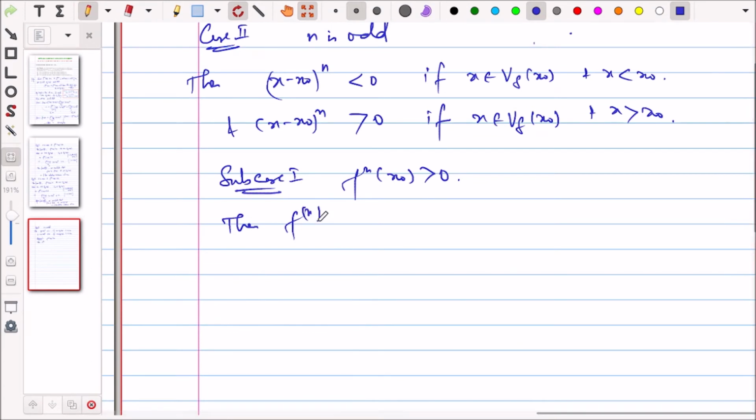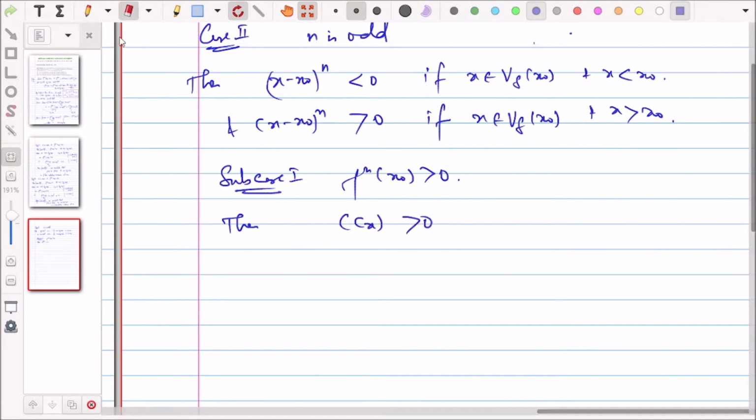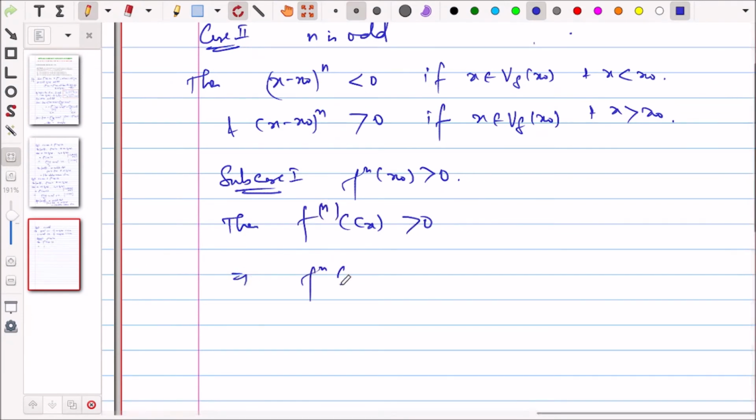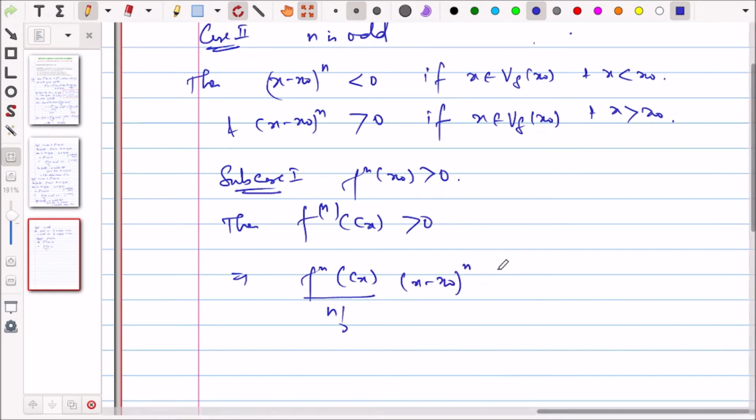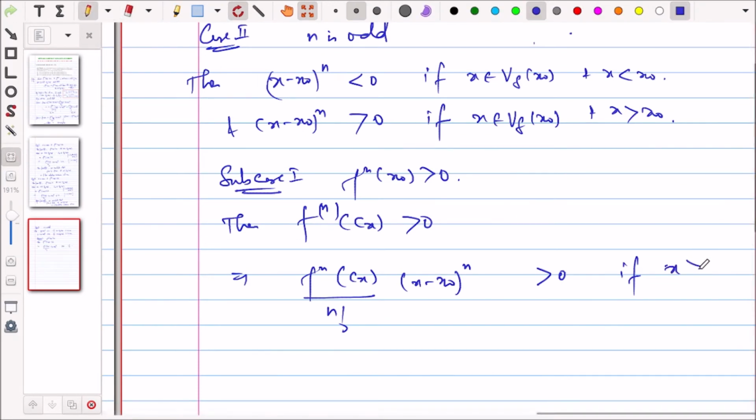Then f^n(x0) is positive, yes? If f^n(x0) is positive, then f^n(c) is positive, and this implies f^n(c)/n! (x minus x0)^n is positive if x is greater than x0, and negative if x is less than x0.